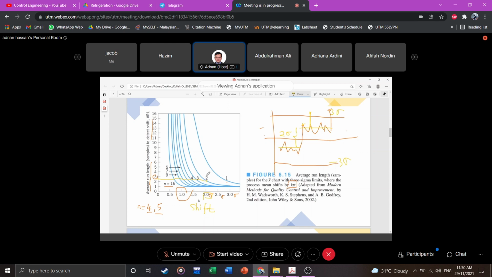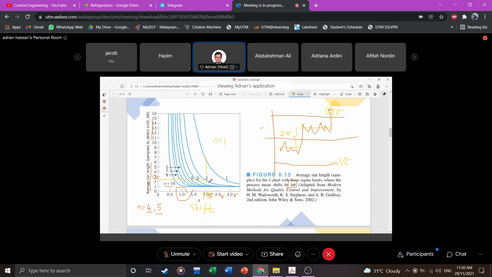But if you use only n equal to 1, you will detect only after this point, after 7. At 7, meaning that 1, 2, 3, 4, 5, 6, 7. Only here you can detect. It takes longer time to detect if you have small n, n equal to 1.